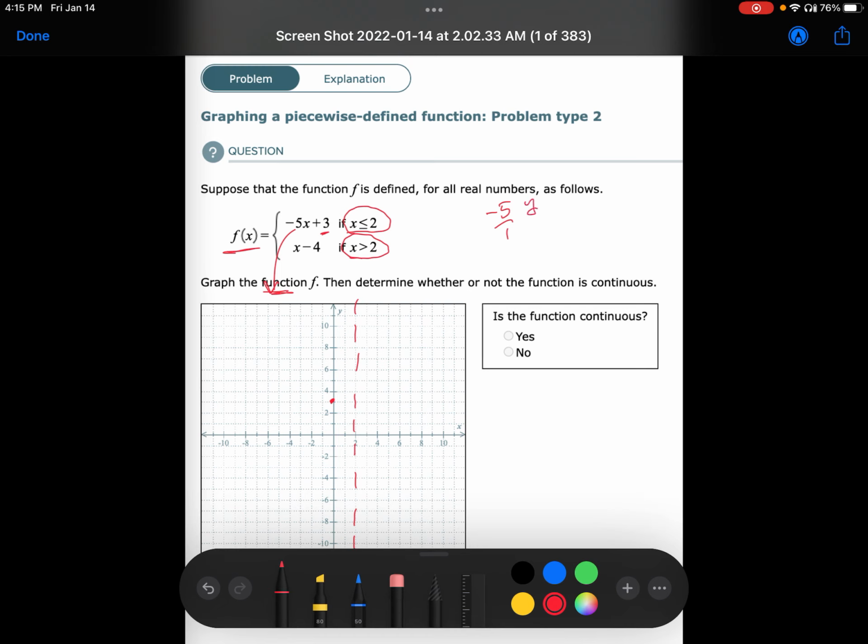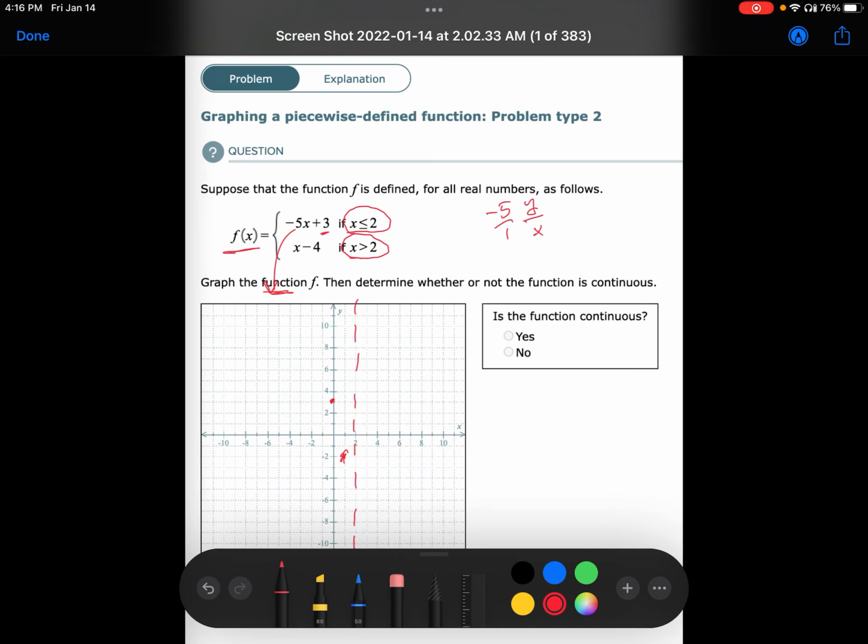Remember, this is the change in the y over the change in the x. So when x becomes 1 larger, y is going to become 5 smaller. So it's 1 over and then 1, 2, 3, 4, 5. We've got another point here. So it's a linear equation. All we have to do is connect these two points and we have our line. And again, we're only going until x is equal to 2. 2 is actually included.